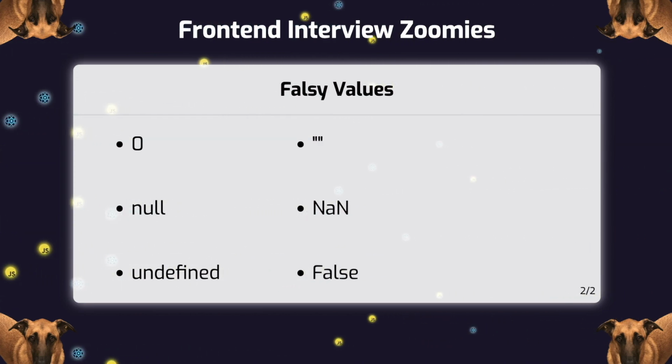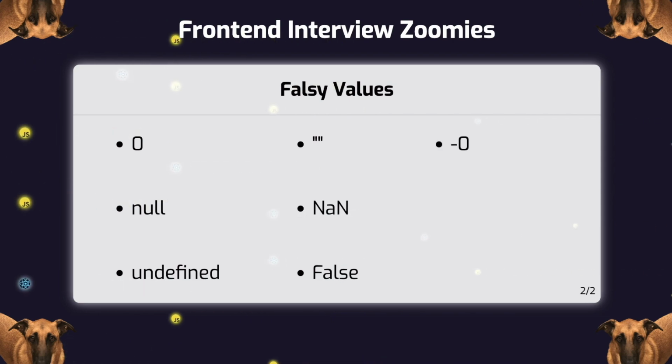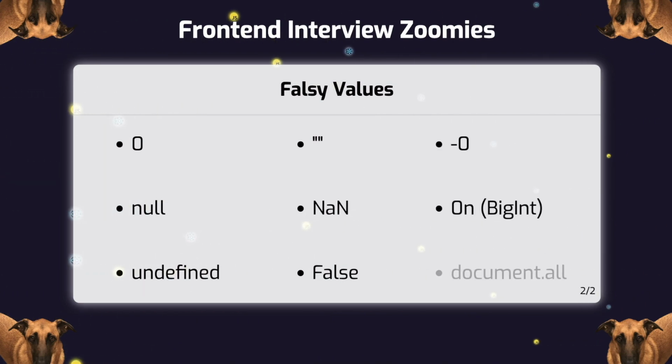Now, it's important to note there are some other less common values that I would say are pretty rare, but it would be good to know. Those are -0, BigInt 0, and document.all.